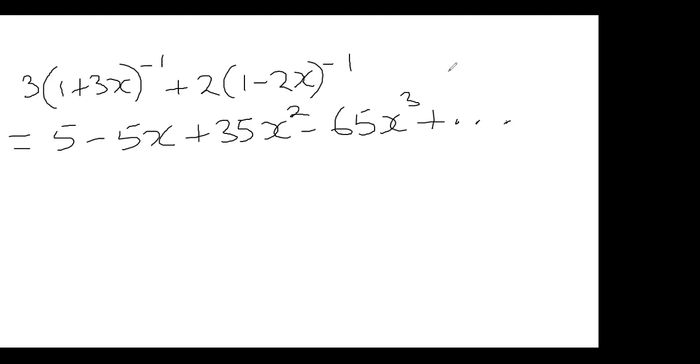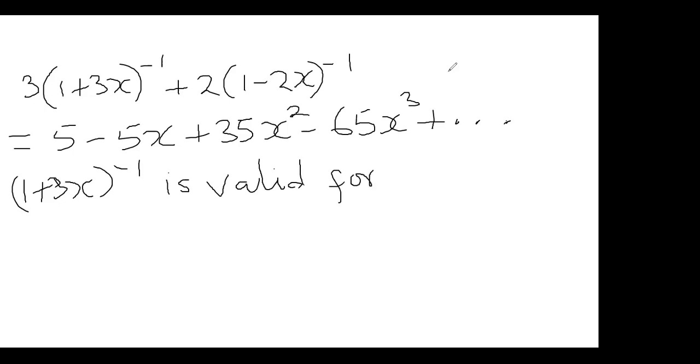They said the first 4 terms, the first question. Yes, so we wanted the first 4 terms, that's why we just had to go up to x to the power 3. Okay, good. Then validity. So you see 1 plus 3x to the power negative 1 is valid for absolute value of 3x less than 1.